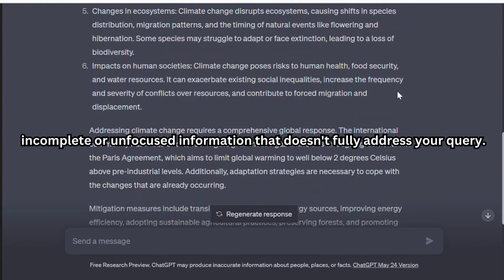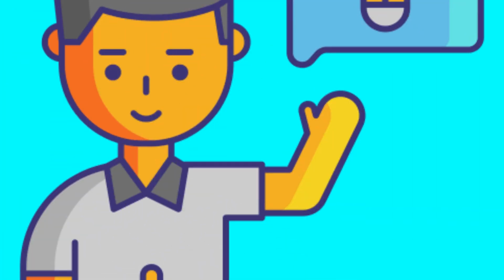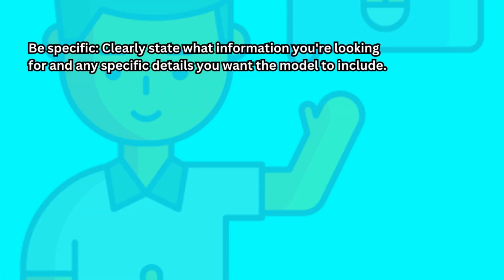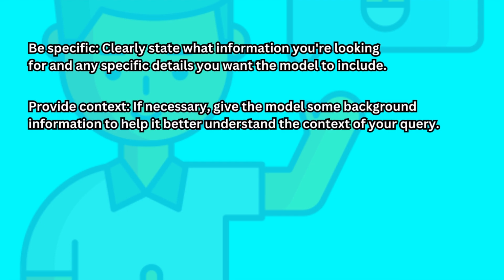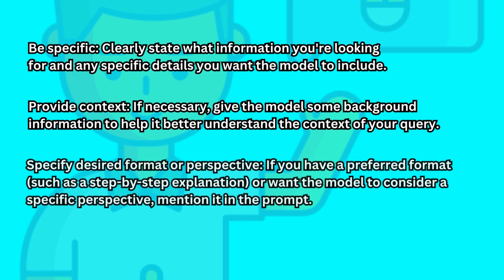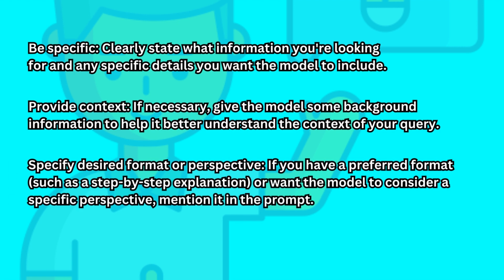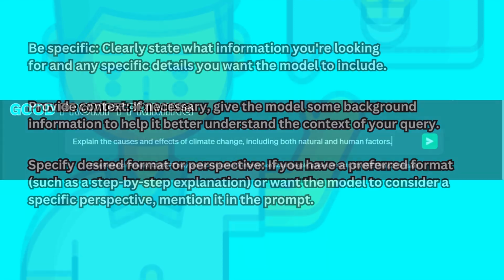So, how can you ensure effective prompt priming? Here are some tips to keep in mind. 1. Be specific. Clearly state what information you're looking for and any specific details you want the model to include. 2. Provide context. If necessary, give the model some background information to help it better understand the context of your query. 3. Specify a desired format or perspective. If you have a preferred format, such as a step-by-step explanation, or want the model to consider a specific perspective, mention it in the prompt.